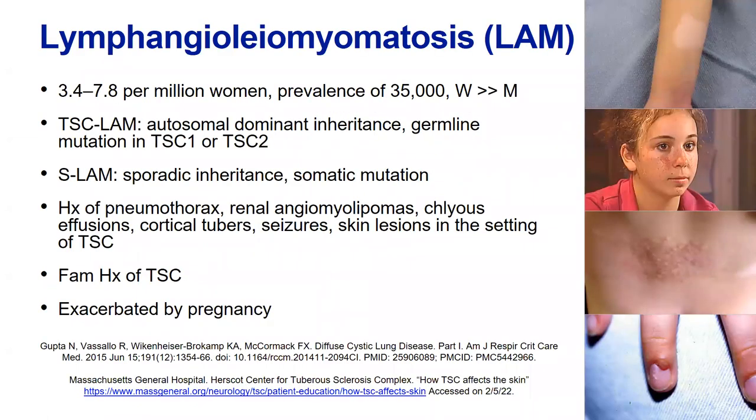So let's talk about LAM. The prevalence of LAM is probably underreported. It's probably much higher, but for all intents and purposes, 3.4 to 7.8 per million women. It occurs exclusively in women, usually of childbearing age, and generally presents with either a spontaneous pneumothorax or some degree of progressive dyspnea.